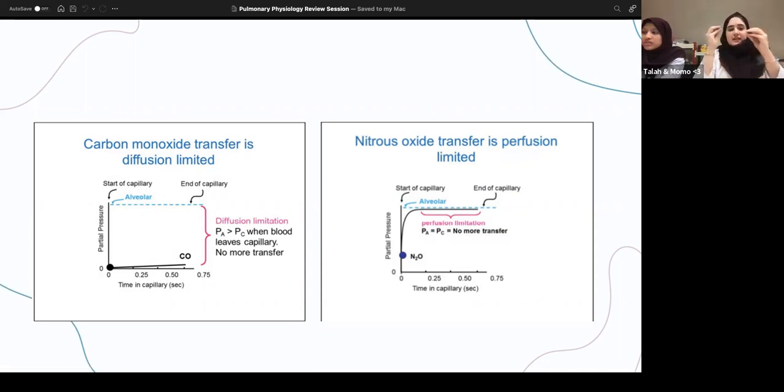The idea is that not all of the carbon monoxide inside the alveoli can go into the capillaries. Therefore, because we always will have more carbon monoxide, the partial pressure in the alveoli will be more than the partial pressure in the capillary. Therefore, the limitation is not perfusion anymore, it's diffusion.